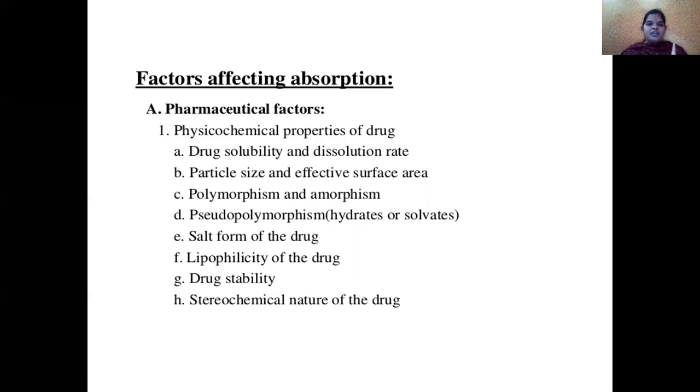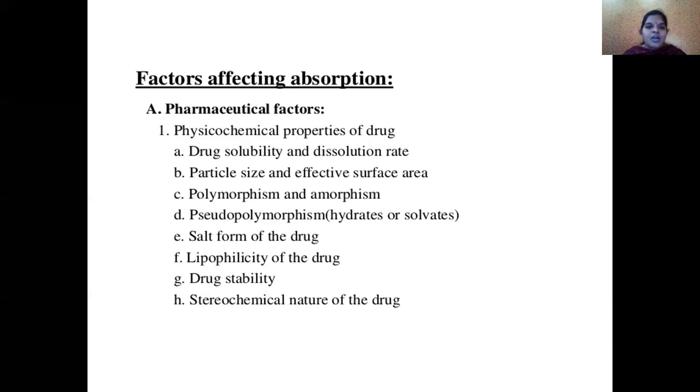Physicochemical properties of the drug. The first factor in pharmaceutical factors is physicochemical properties of the drug, the chemistry and the physics. So what are those? Drug solubility and dissolution rate. Write it down. Particle size and effective surface area, polymorphism and amorphism. Pseudopolymorphism is nothing but hydrates or solvates, salt form of the drug. Lipophilicity of the drug, drug stability and stereochemical nature of the drug. These all are the pharmaceutical factors which affect absorption, right?